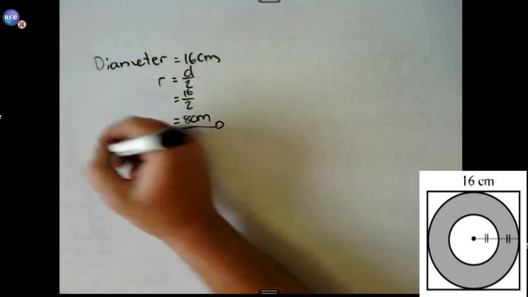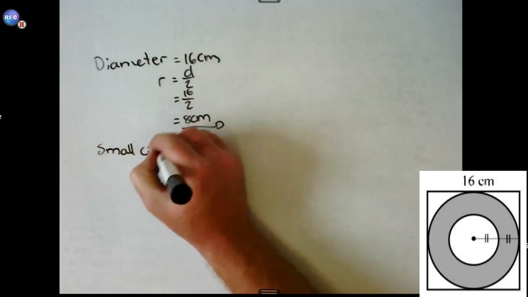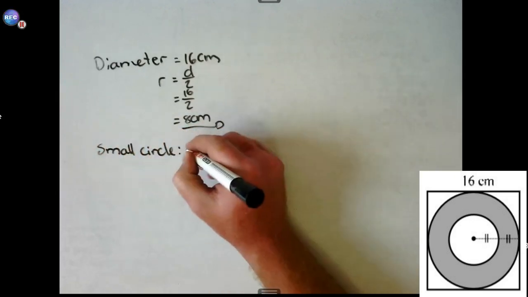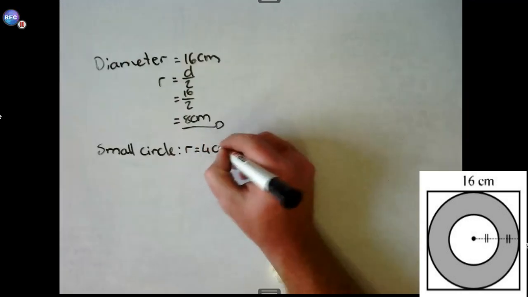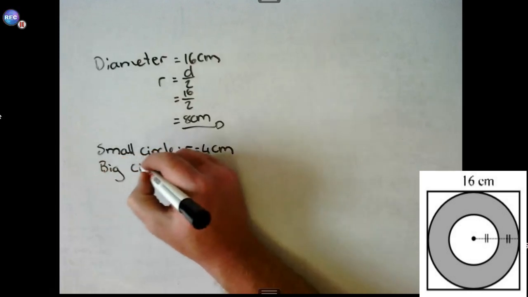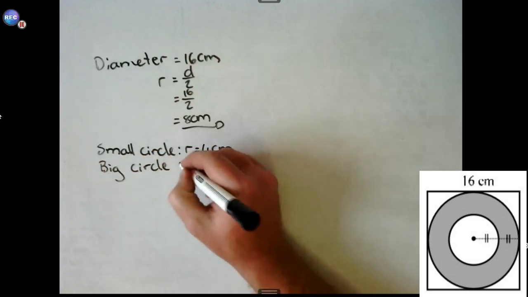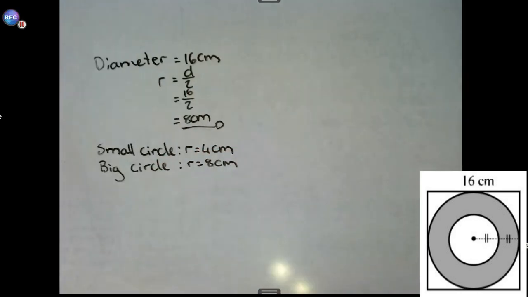So small circle, that one's radius is equal to 4 centimeters. Big circle, the radius there is equal to 8 centimeters. Okay. When we calculate this, you're going to work with two circles. So we're going to work with the small circle first.